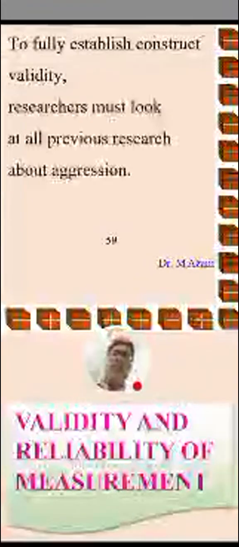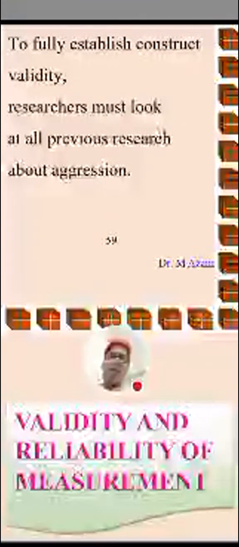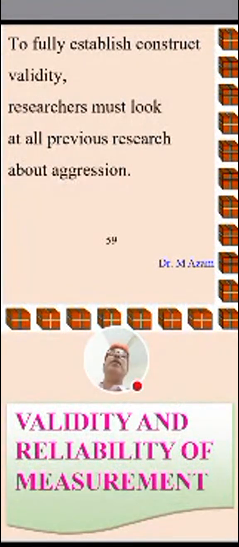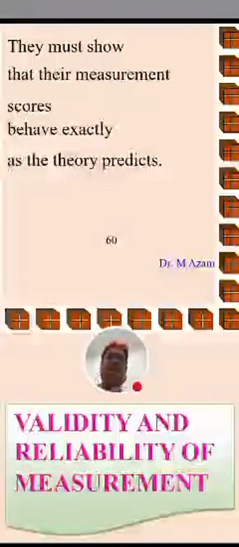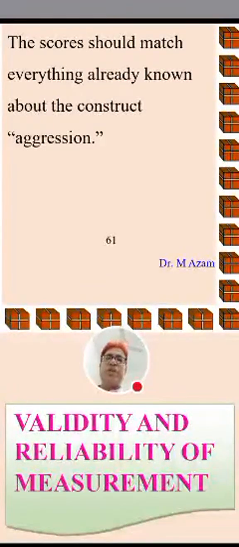To fully establish construct validity, researchers must look at all previous research on aggression. They must show that their measurement scores behave exactly as the theory predicts. The scores should match everything already known about the construct aggression.